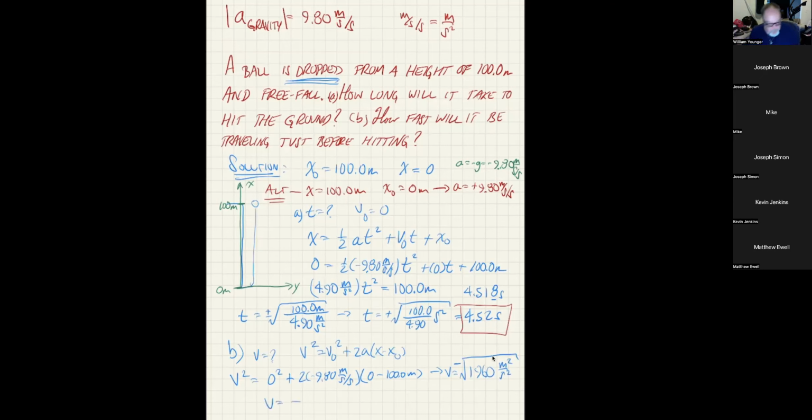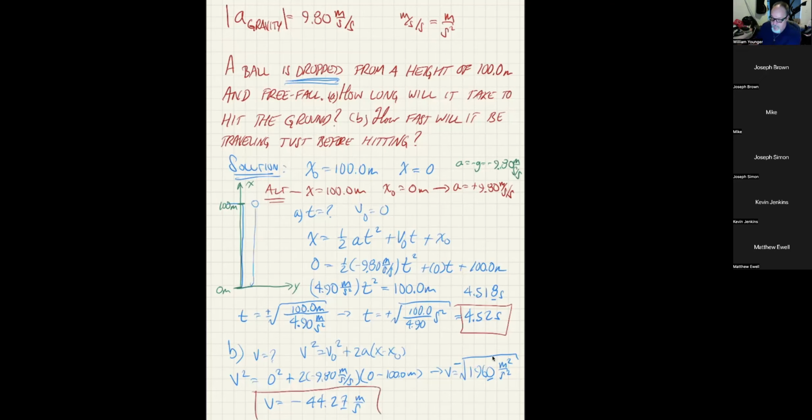So v is equal to negative 44.27, carrying 1 extra sig fig, which is really what I did in here as well, meters per second. Notice the square root of meters squared per second squared is, in fact, meters per second.